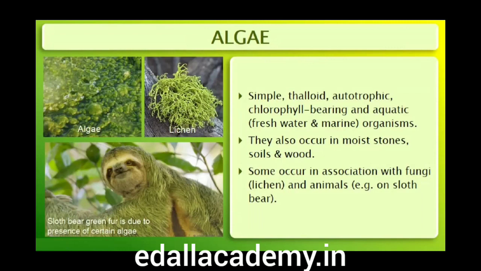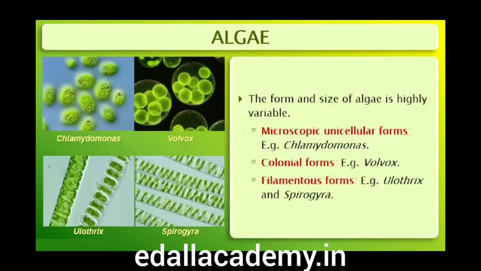3.1 Algae. Algae are chlorophyll-bearing, simple, thalloid, autotrophic and largely aquatic, both freshwater and marine, organisms. They occur in a variety of other habitats: moist stones, soils and wood. Some of them also occur in association with fungi (lichen) and animals, for example, on sloth bear. The form and size of algae is highly variable.